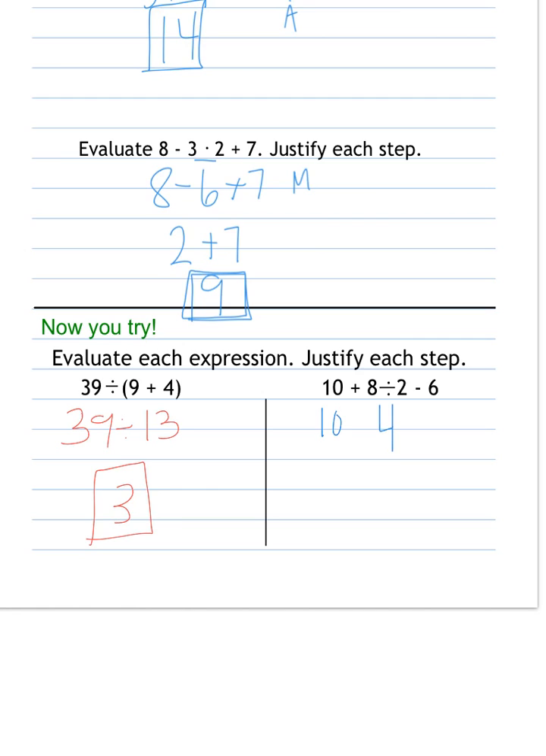Carry down the rest of our numbers from our original expression. So now we have 10 plus 4 minus 6. Then we move on to addition and subtraction, and we work left to right again. So 10 plus 4, starting farthest to the left, is 14. Carry down our minus 6 from above. 14 minus 6 is 8, and that is our final answer.